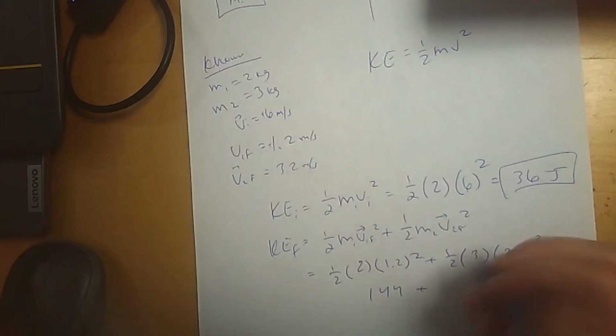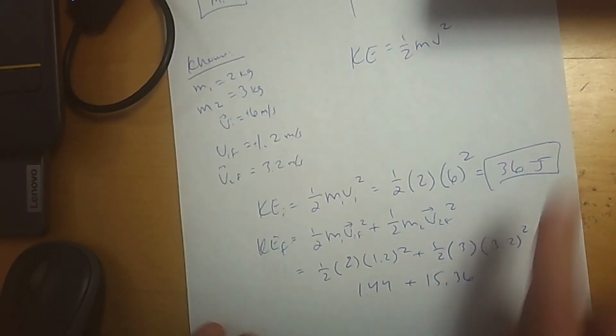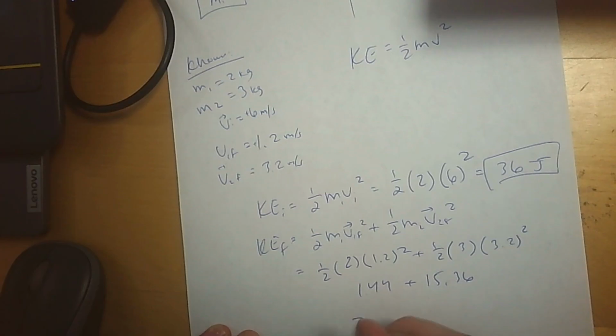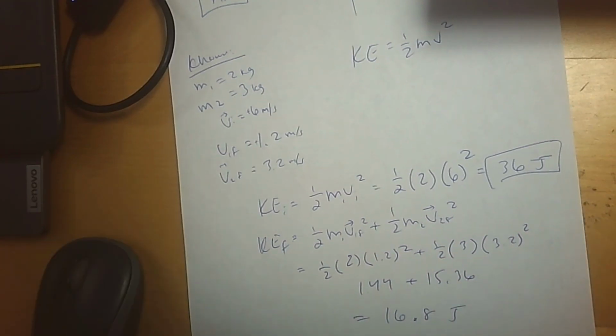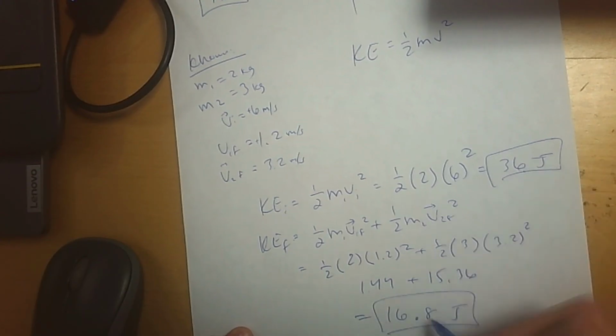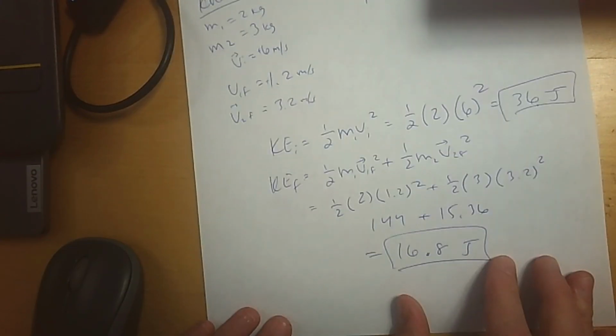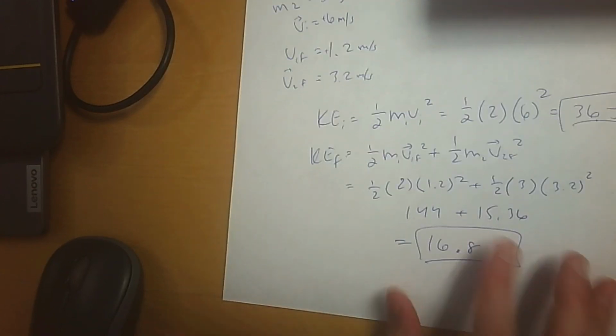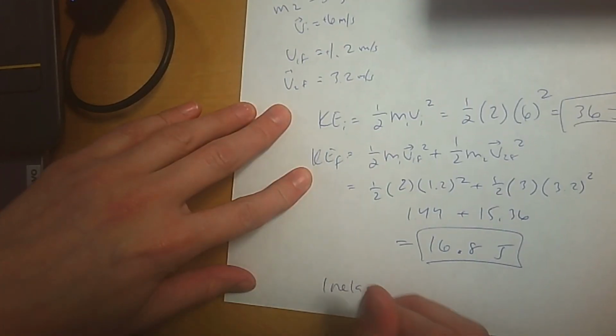So off the bat, without even adding these together, I can see that kinetic energy was lost, right? Let's see, we have 1.44 plus 15.36, which is going to give me 16.8 joules. And this is most certainly less than 36 joules. It's a little bit less than half of that, right? So this collision type is an inelastic collision.